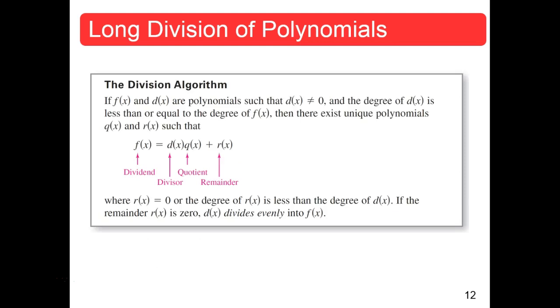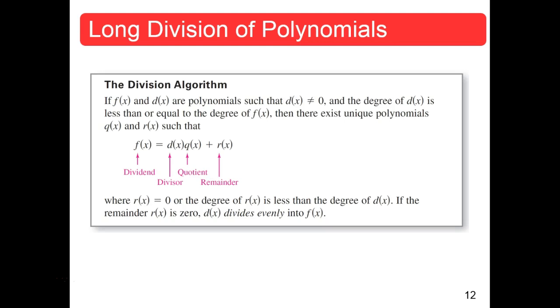Here's the division algorithm. If f of x and d of x are polynomials such that d of x is not 0, you can never divide by 0, and the degree of d is less than or equal to the degree of f, then there exist unique polynomials q and r such that f of x, what you started with, the big one, higher degree, is equal to d of x times q of x, that's your quotient, plus the remainder r of x. Now notice, the remainder doesn't just have to be a number, it could be a function of x. Now, r of x always has to be a lower degree than d of x.